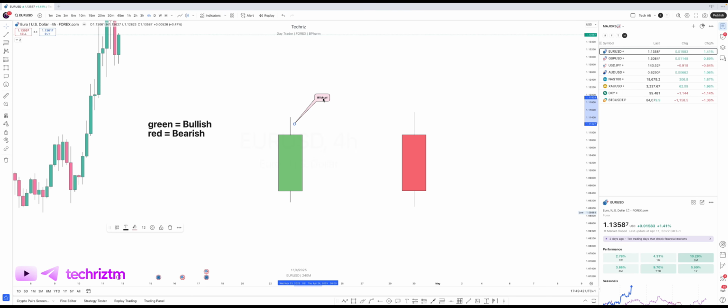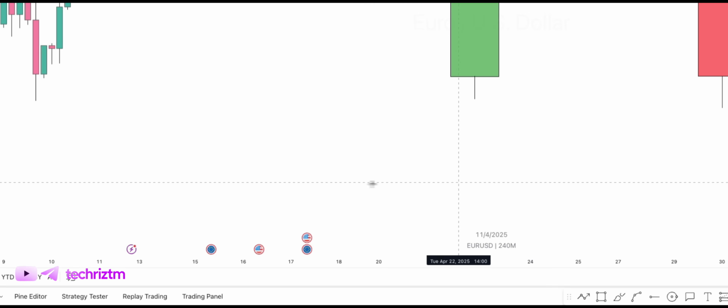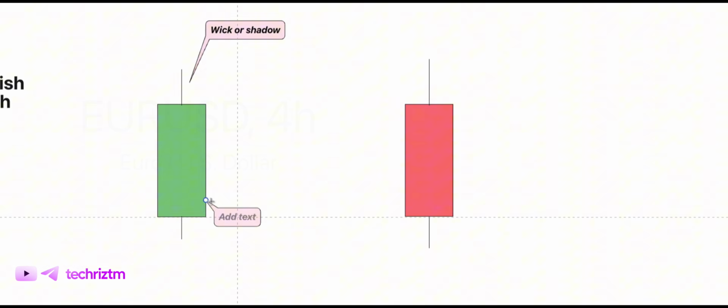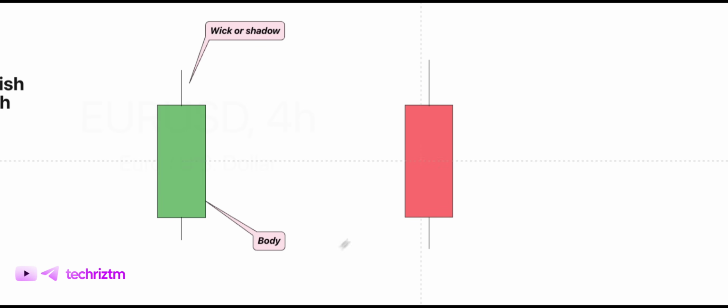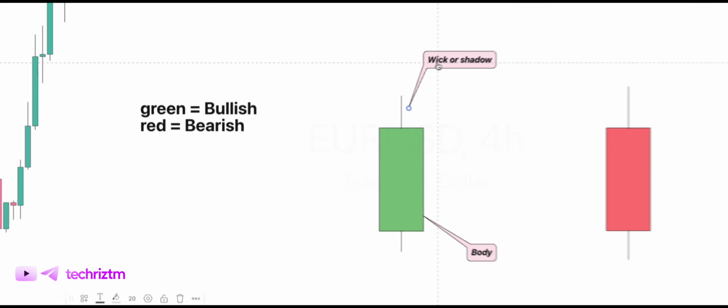Wick or shadow. That's what they call it. But the best word is the wick, or shadow. I've just got to increase that text a little bit so that you guys can see. Wick or shadow, and then we have the body, right? The same thing for this one. Wick and then body, right? We have wick and then we have body.